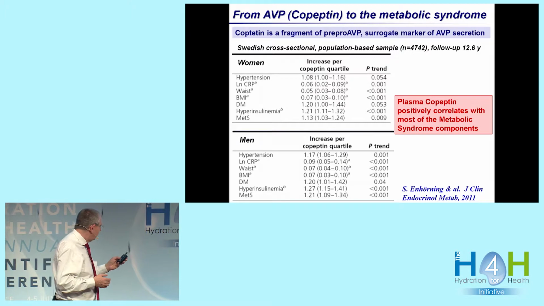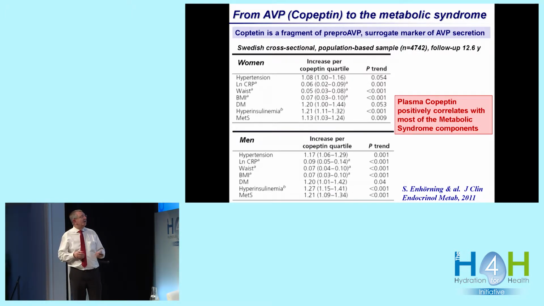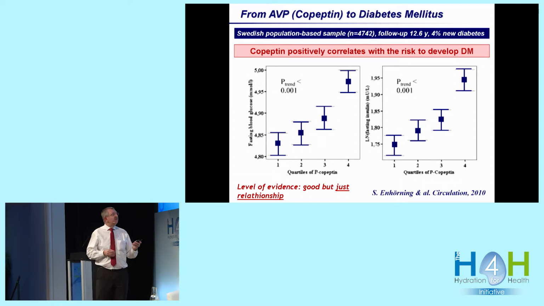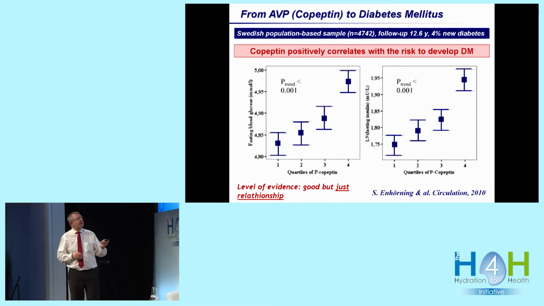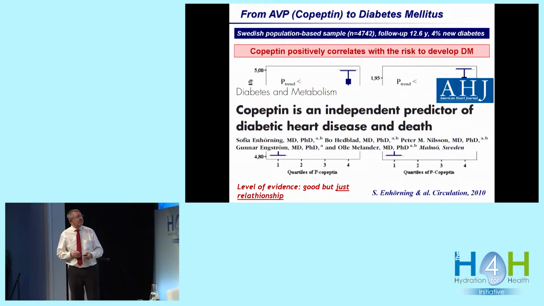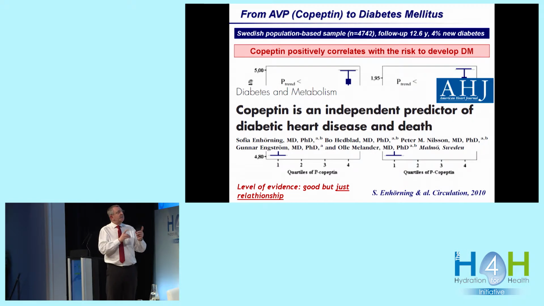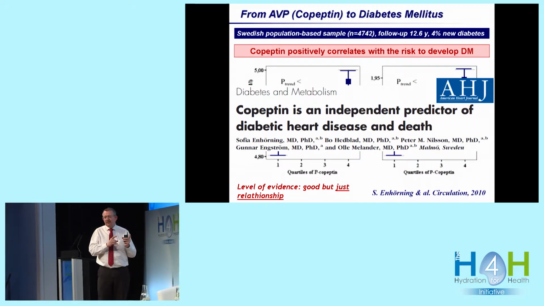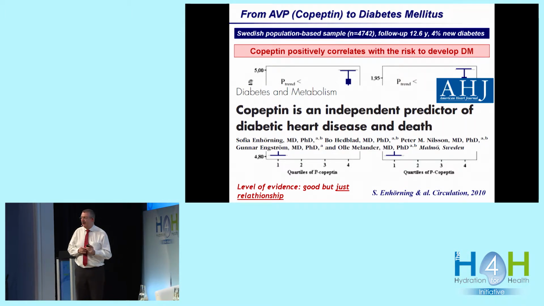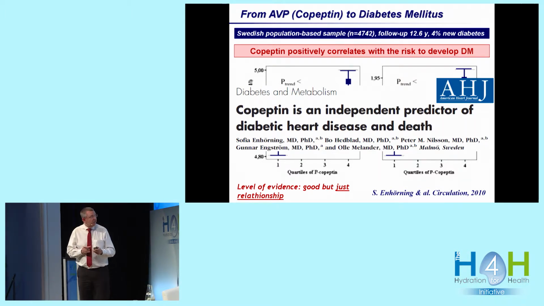And what they have seen here is that there is a link between a high level of copeptin and the risk of developing a metabolic syndrome regarding hypertension, CRP, body mass index, hyperinsulinemia, and so on. And they also published that clearly there is a link between the level of copeptin and the risk of having higher fasting blood glucose and fasting insulin. This is diabetes mellitus. And recently, they also published that copeptin can be considered as an independent predictor of diabetic heart disease and death. So it's a real problem regarding health.